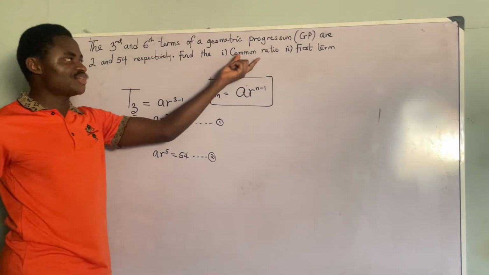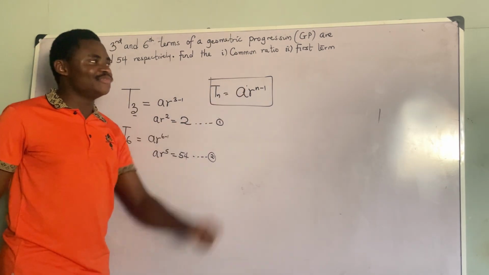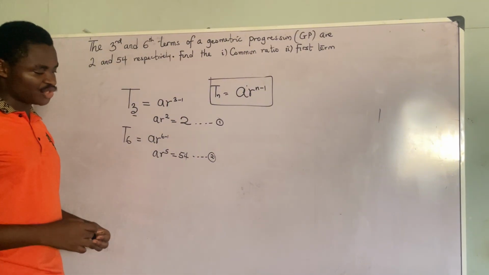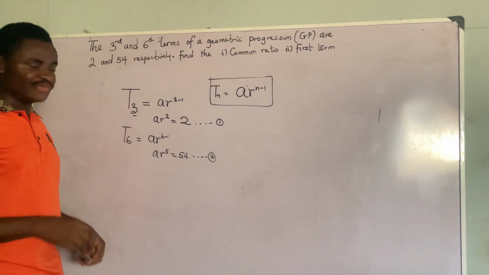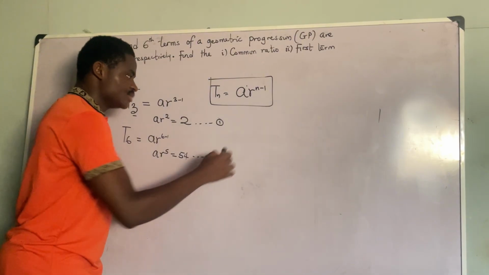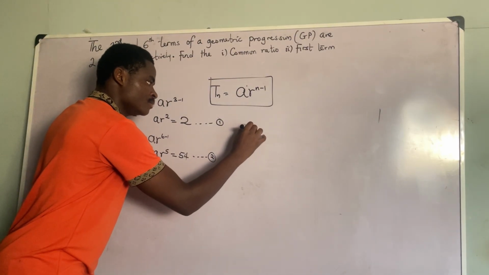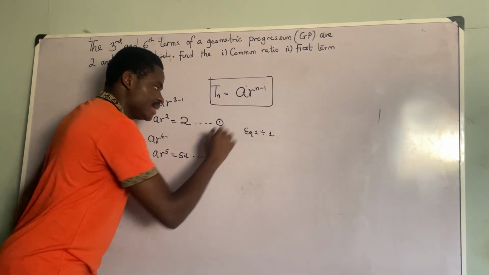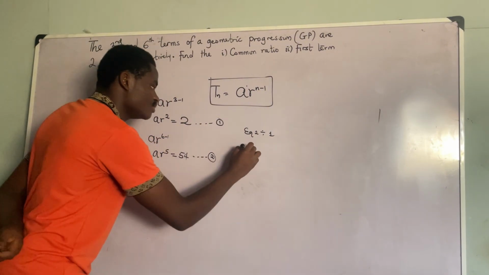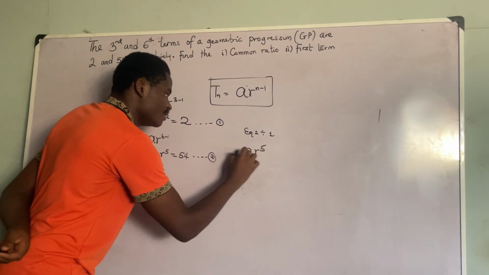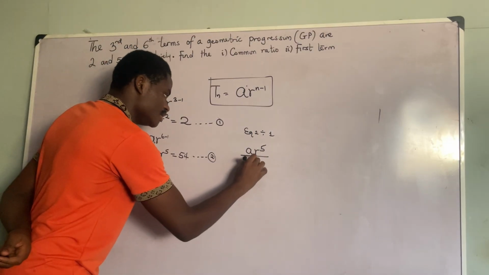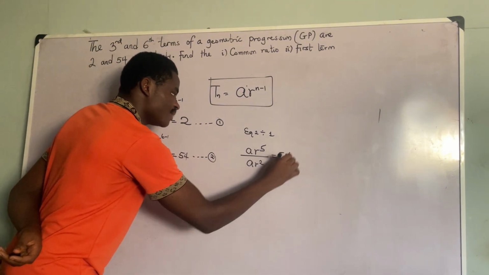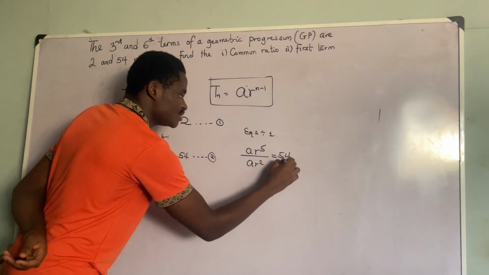Because the question is asking for the common ratio r and the first term, which is a. Now, to solve for this using equation 1 and equation 2, you can easily divide. What do I mean? You can do equation 2 divided by equation 1. For equation 2, you have ar^5 over equation 1, ar^2. This is equal to 54 over 2.